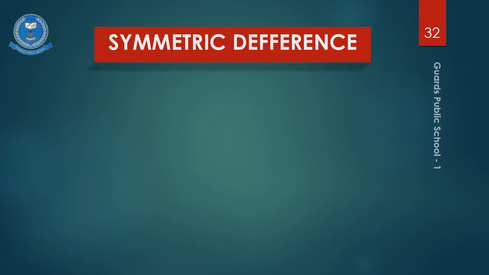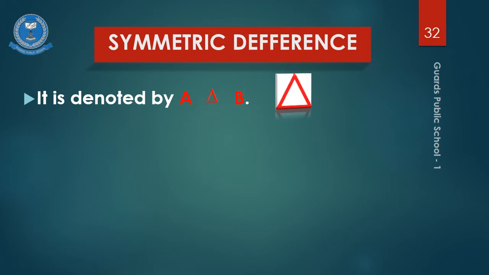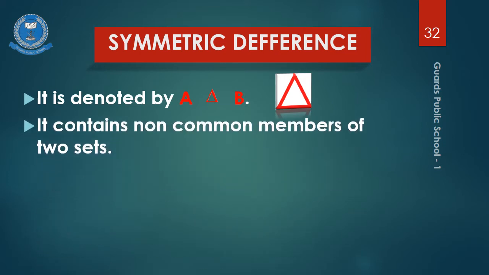Symmetric difference. It is denoted by A Δ B. Normally we use the sign of a triangle, which is also called delta, for symmetric difference. It contains the non-common members of two sets. There is a formula for finding A symmetric difference B, and it is equal to A union B minus A intersection B.